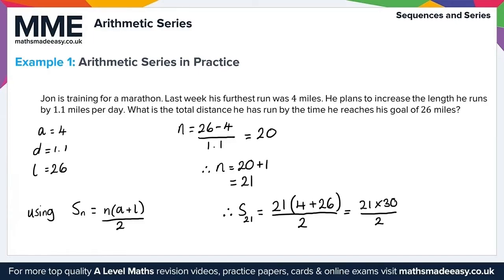And 21 times 30 would give us 630. So this is 630 divided by 2. And 630 divided by 2 will give us 315 as our total distance there. And as he's running in miles here, 4 miles, and his goal is 26 miles, then his total distance is 315 miles there, if we include our units. Okay, so that gives us our solution there to example 1, taking a look at the arithmetic series in practice.